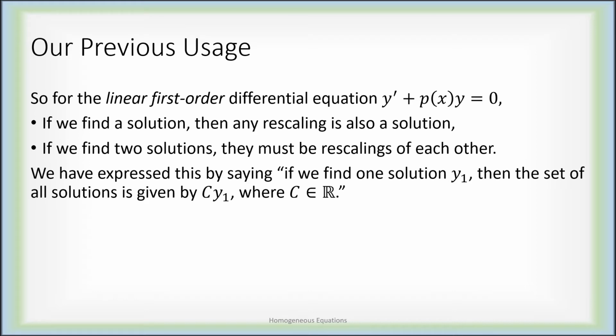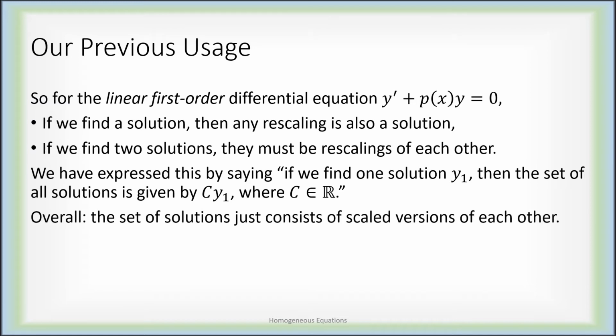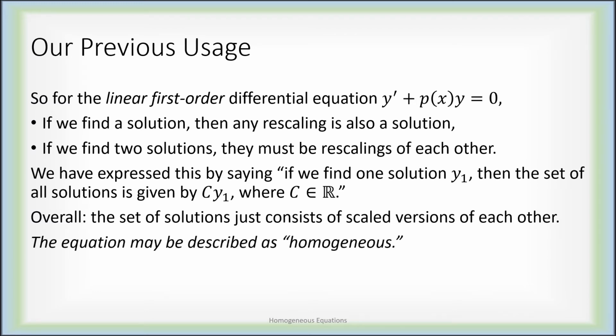So we've expressed this by saying if we find a single solution, then the set of solutions is just all scalar multiples of it. And overall, the set of solutions is just scaled versions of one another. That's what we mean by the term homogeneous. It's the same up to rescaling. The set of solutions is just rescaled versions of one another. Now that's how we've been using the term homogeneous.